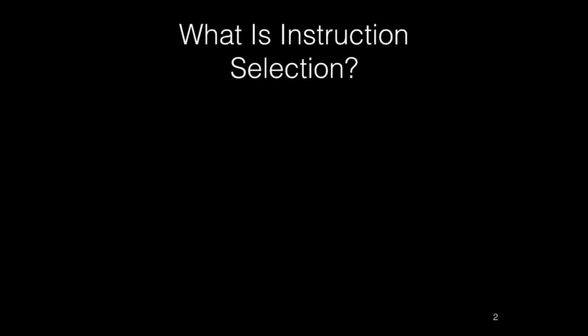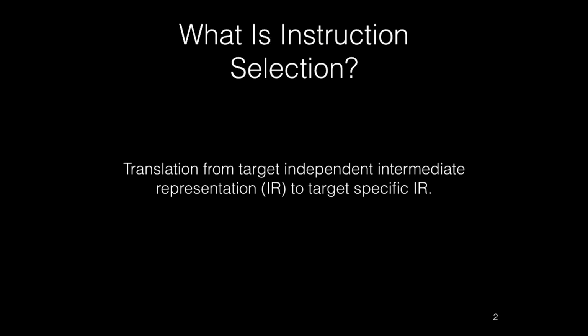And with that, I will start with a definition. So what is instruction selection? For the purpose of the presentation, I'll go with a simple definition. Instruction selection is the translation from target independent intermediate representation, or IR, to target-specific IR. To put that into LLVM terms, it means translating from LLVM IR to machine instructions.